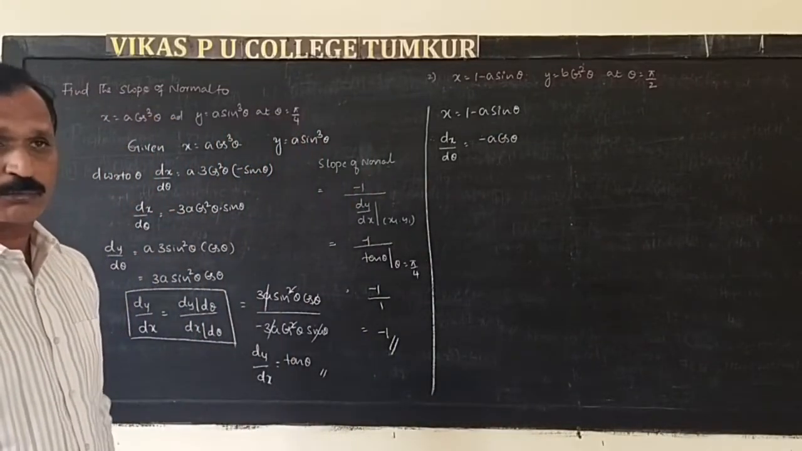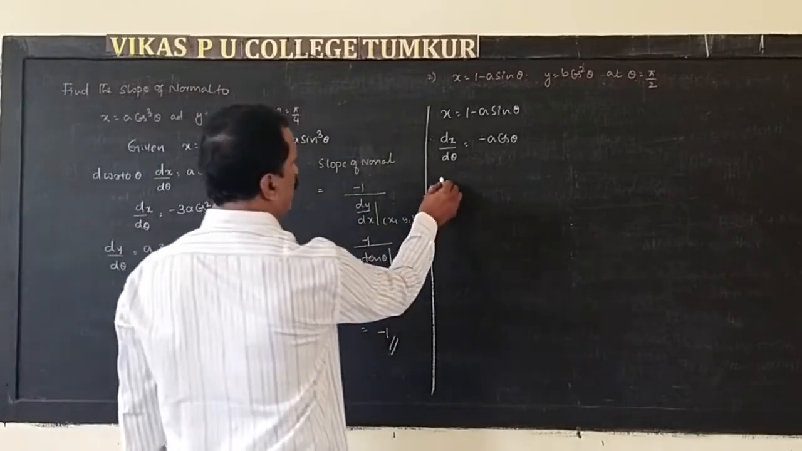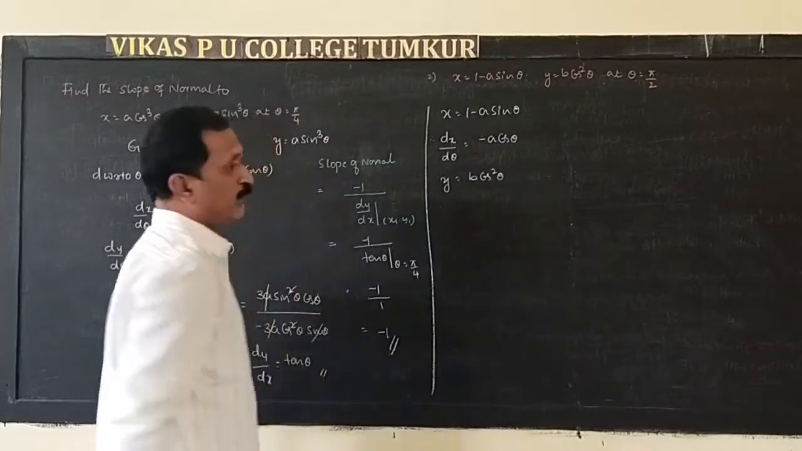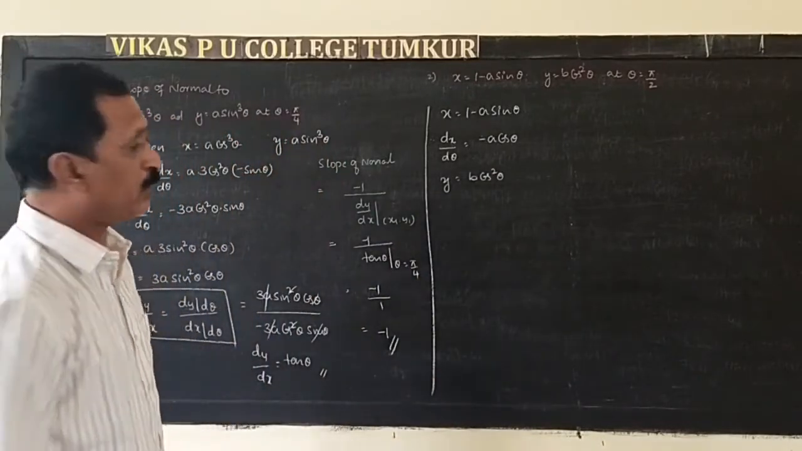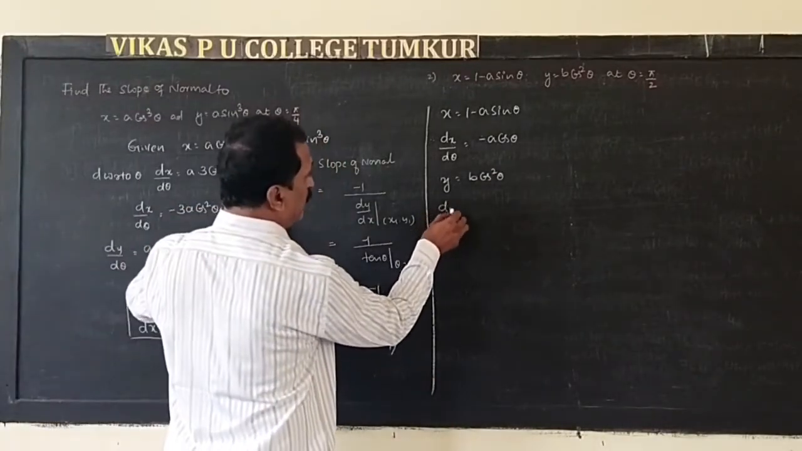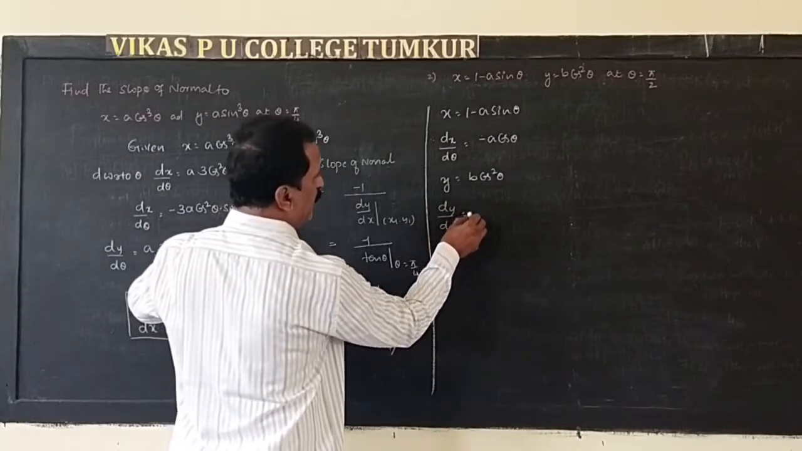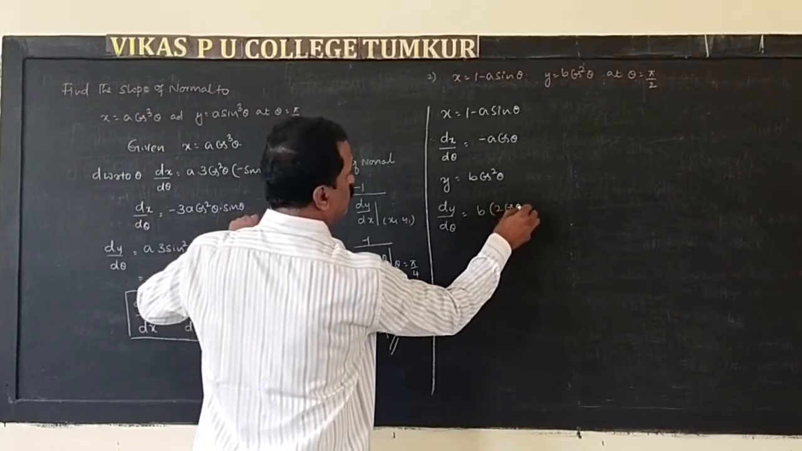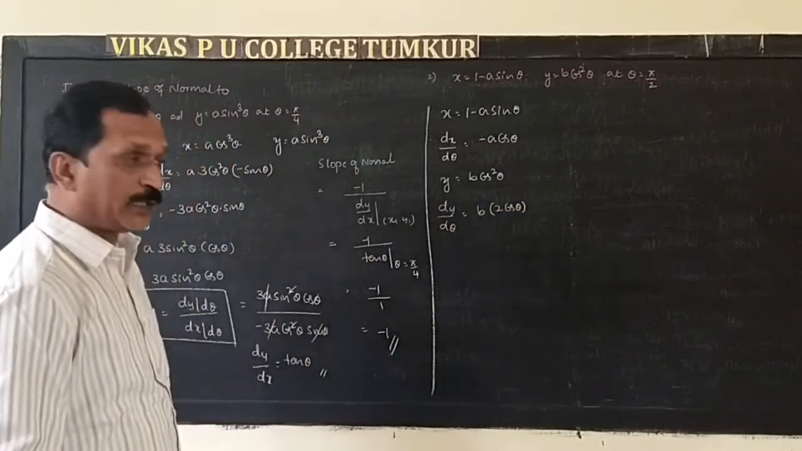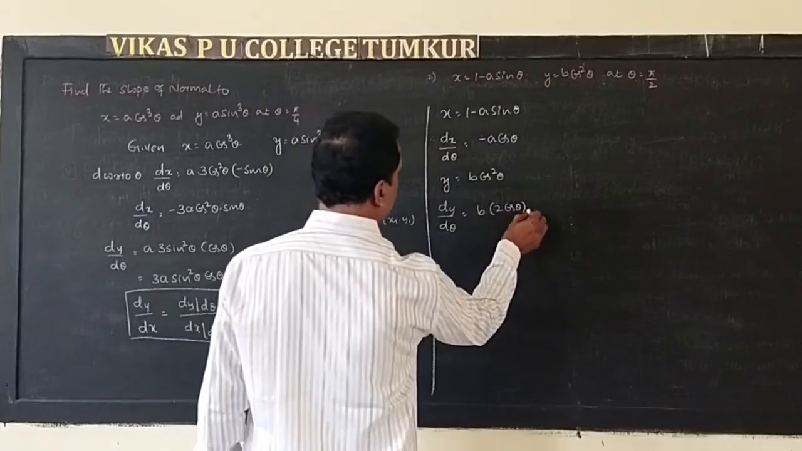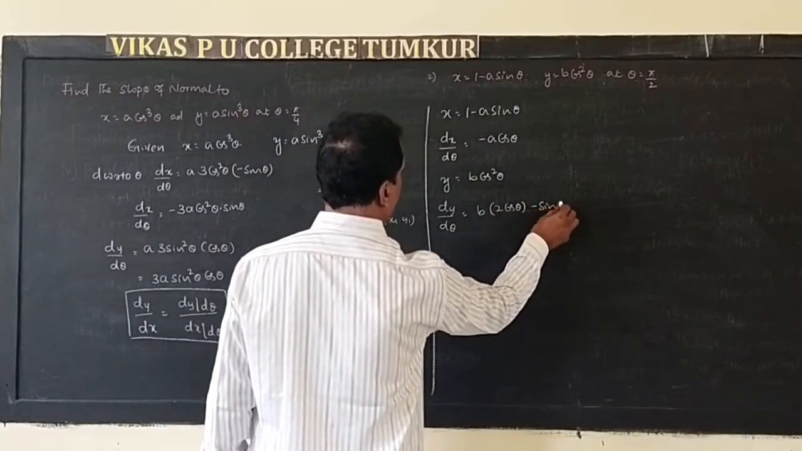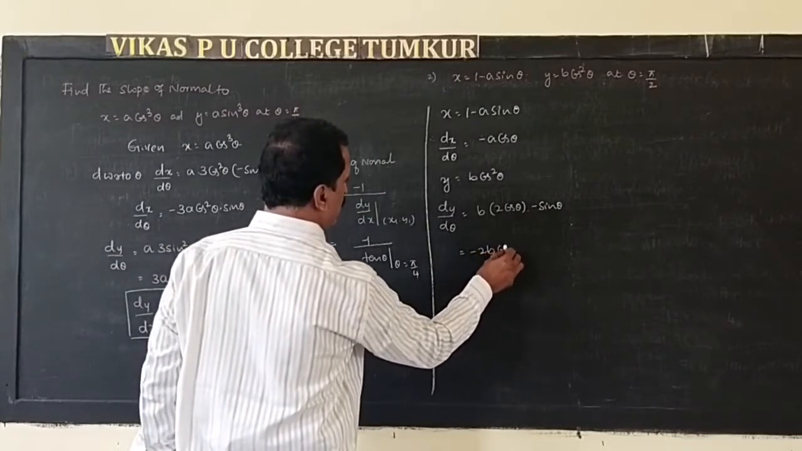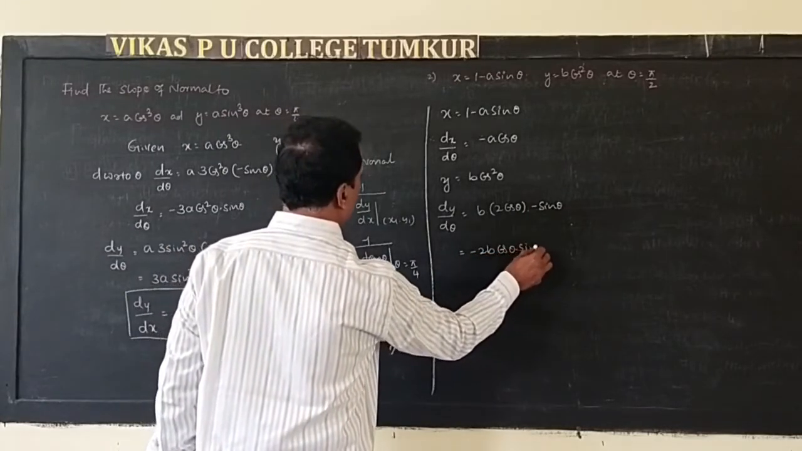We have done similar problems. What is the value of y? They have given y as b cos square theta. So what should be your dy by d theta? dy by d theta is equal to b into differentiation of cos square theta, which is 2 cos theta into differentiation of cos theta, that is minus sin theta. If I rewrite that, this should be minus 2b cos theta into sin theta.